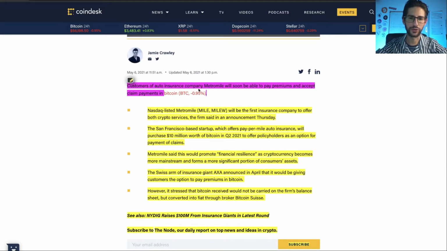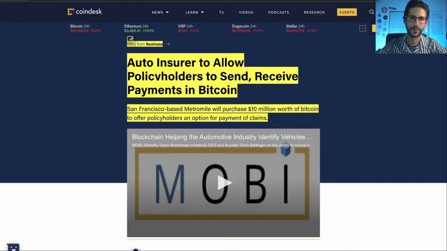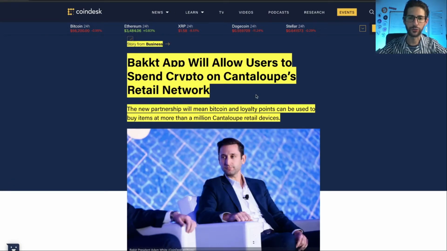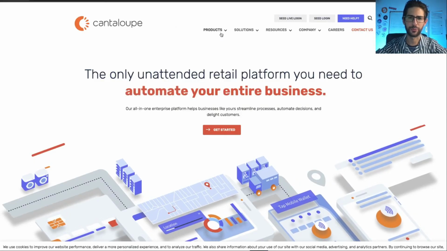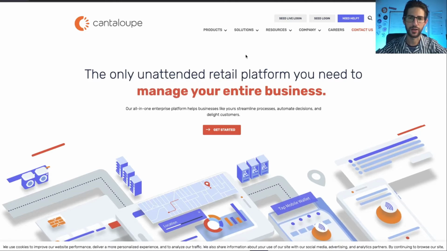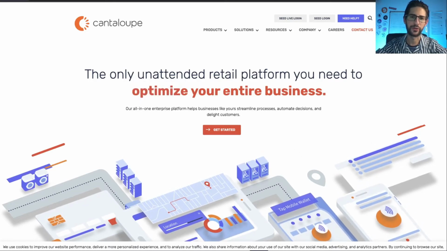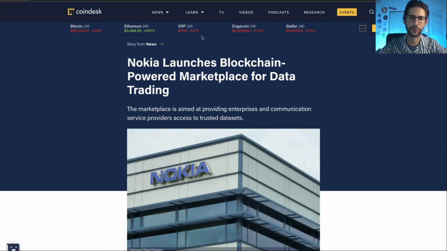And consumers of auto insurance company Metromil will soon be able to pay premiums and accept claims payments in Bitcoin. Backed App will allow users to spend crypto on Catalup's retail network. The new partnership will mean Bitcoin and loyalty points can be used to buy items at more than 1 million Catalup retail devices. If you don't know what Catalup is, this is a company that has hardware devices and also software devices, and it's a market that is not very big right now, but that will bring adoption too.